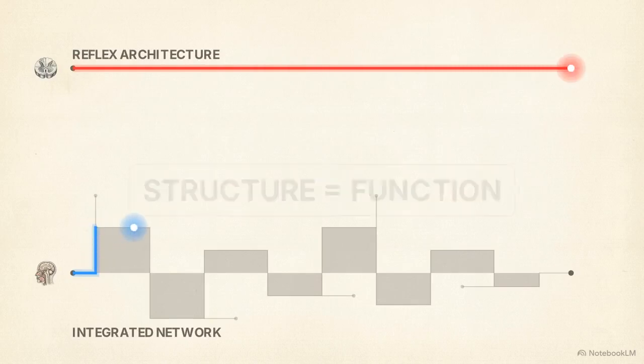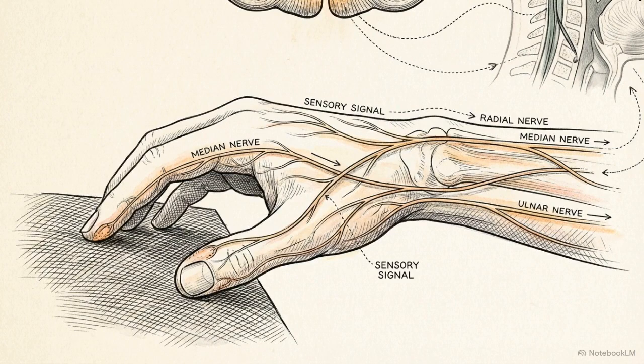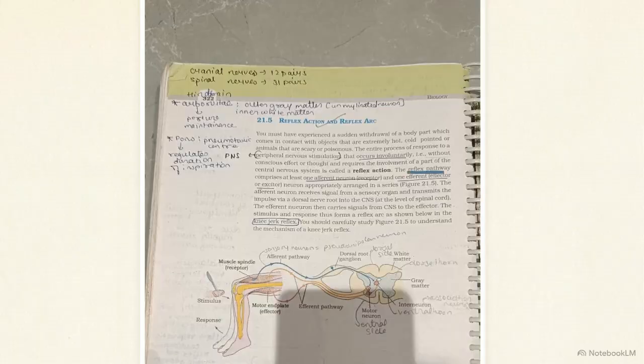This reveals a core biological principle. The physical routing of a neural pathway strictly dictates the function of the response. To understand human physiology, we must look past the stimulus and map the topology, the structural path a signal takes from the sensor to the result. The textbook defines a reflex action as a response to peripheral stimulation that occurs involuntarily. By definition, it requires no conscious thought or executive oversight.